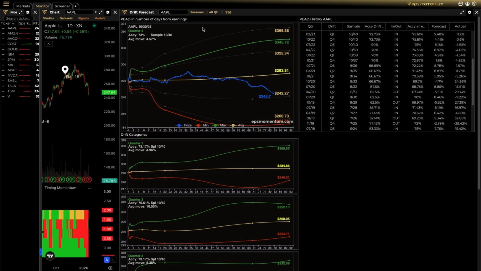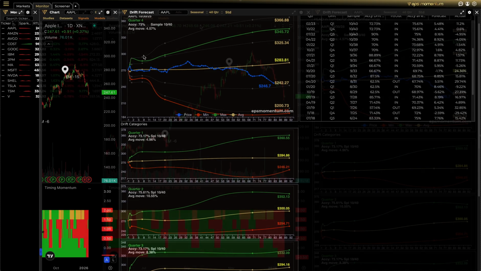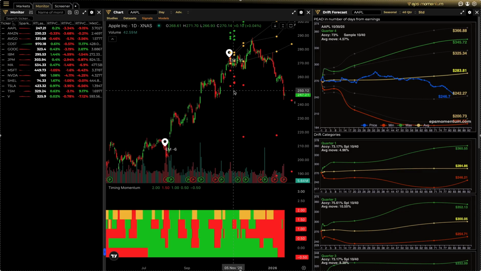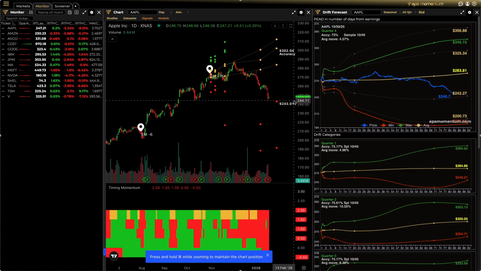In addition to earnings-based drift, there is also seasonal drift. Seasonal drift shows how a stock typically performs during different parts of the year, such as winter, spring, summer, or fall. This is based on seasonality, not investor reaction, and it can be displayed alongside earnings drift for extra context. You can also display the 40-quarter drift and 20-quarter drift on the chart simultaneously, and additionally, you can add the seasonal drift, which accounts for seasonal price fluctuations.